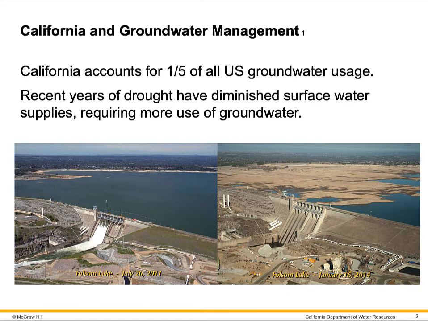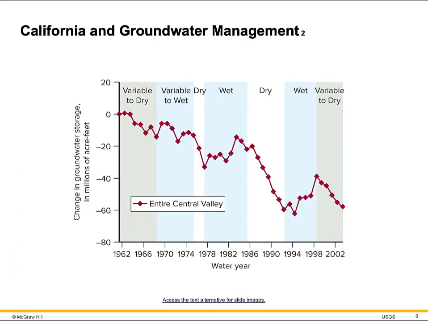California accounts for 1/5 of all U.S. groundwater usage. Recent years of drought have diminished surface water supplies, requiring more use of groundwater. This graph shows the change in the usage of groundwater in the last 60 years.